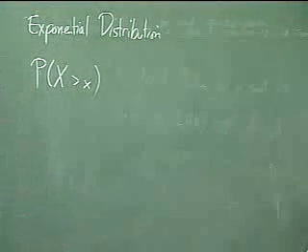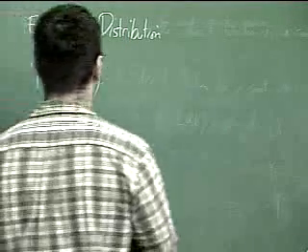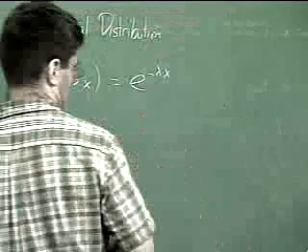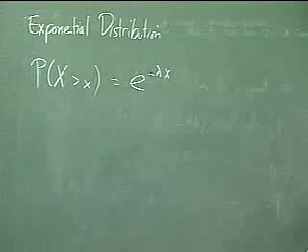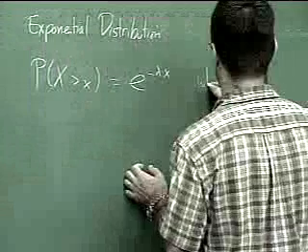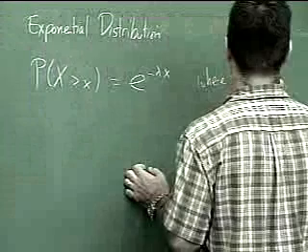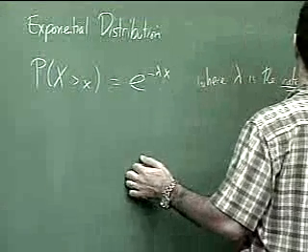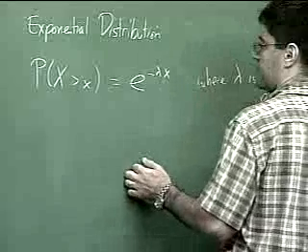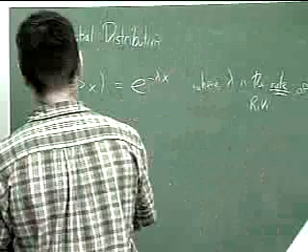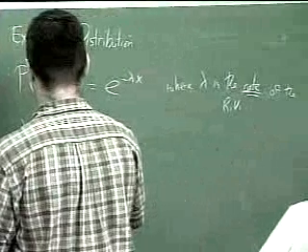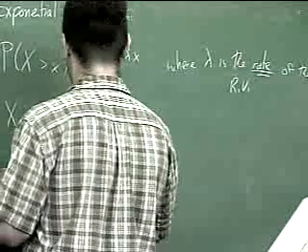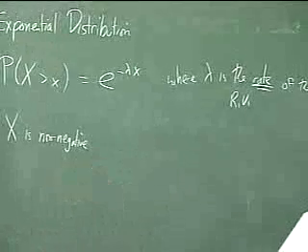is e to the minus lambda x. Okay? Where lambda is the rate of the random variable. Okay? And x is non-negative. Okay, that's always true for the exponential distribution.